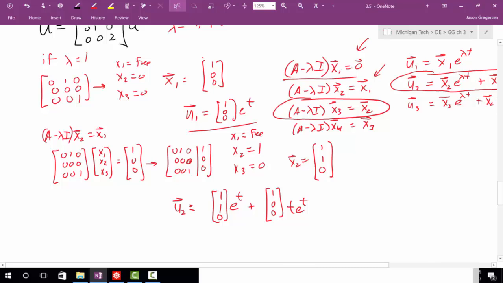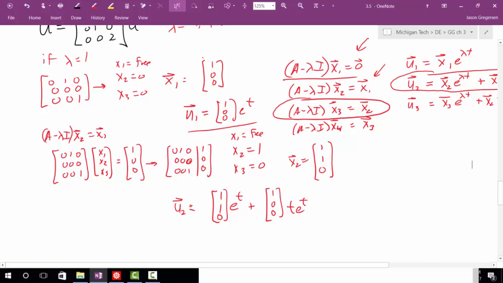All right, I'm going to talk about a little bit of vocab here, and then we'll form the general solution. This guy was repeated twice, right? Lambda equals 1 and 1. Now we're talking about the multiplicity of that lambda. The algebraic multiplicity is how many times it's repeated. Here it's repeated twice, so the algebraic multiplicity is 2. If it was repeated 10 times, the algebraic multiplicity would be 10.